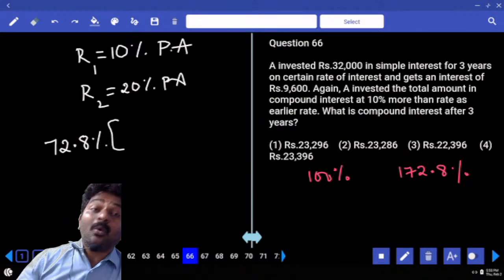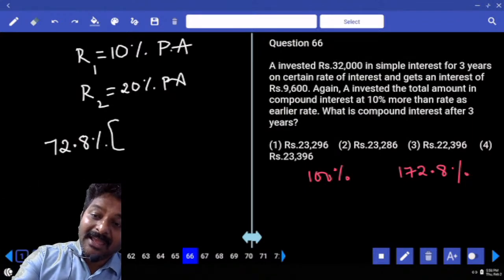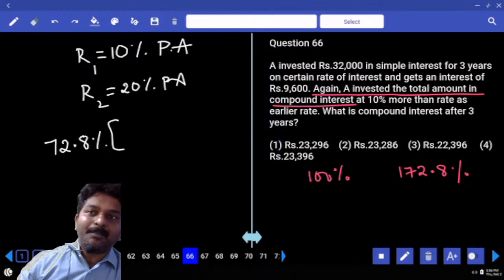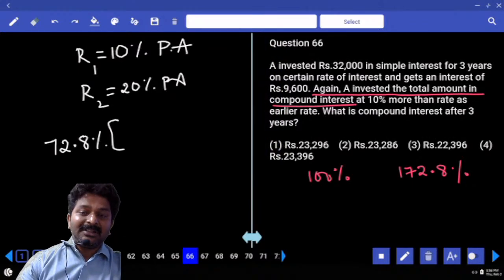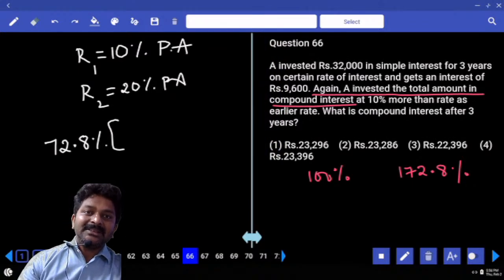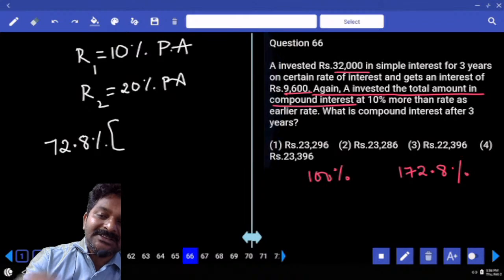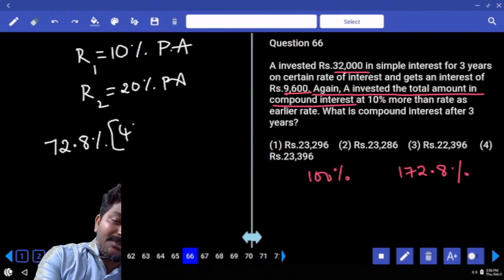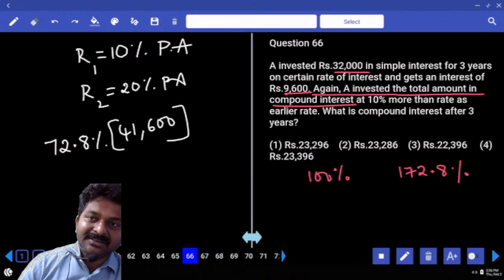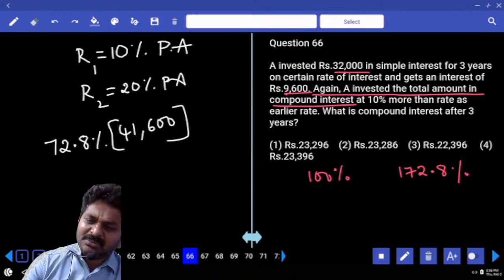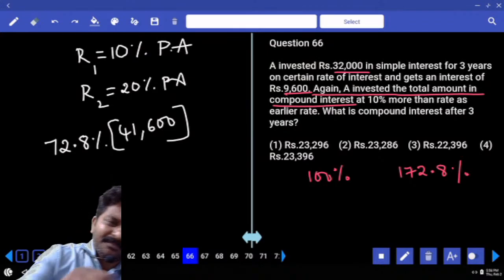Correct? On what principal? Again, A invested the total amount in compound interest. Total amount in the sense principal plus interest. Correct? How much is principal? 32,000. Interest 9,600. That becomes 41,600. Upon this we need to calculate 72.8%. Is that okay? I don't think so. You will get a decimal.